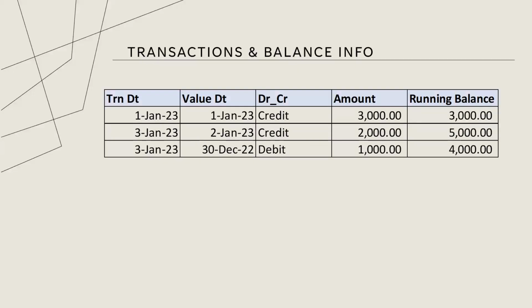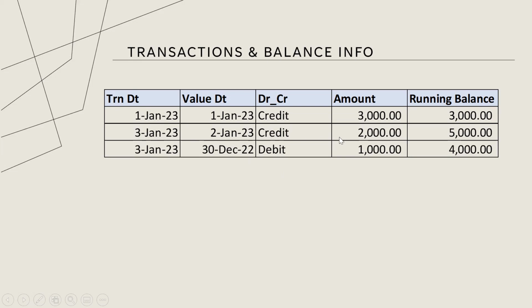Now here I'm taking a scenario on 1st January. Assume that this is a fresh account. On 1st January, I'm receiving a credit transaction online with value date of 1st January, for the amount of 3,000, and the running balance is 3,000. And then on 3rd January, after 2 days, due to some reason, I'm receiving another credit with value date of 2nd January. This is a back value dated transaction.